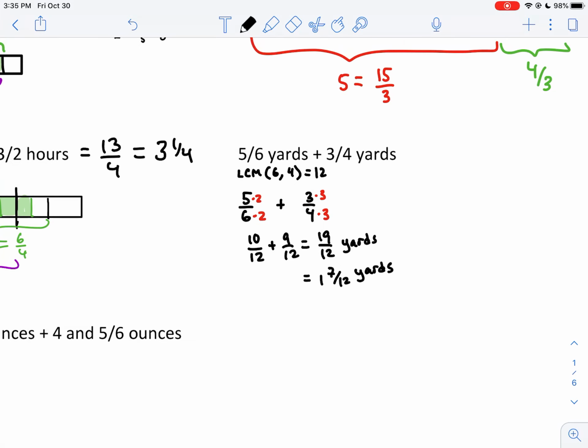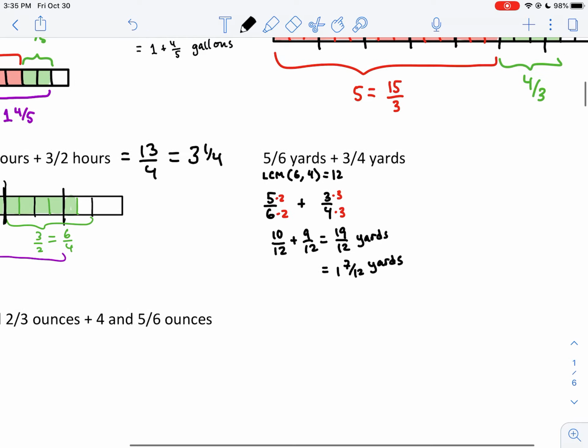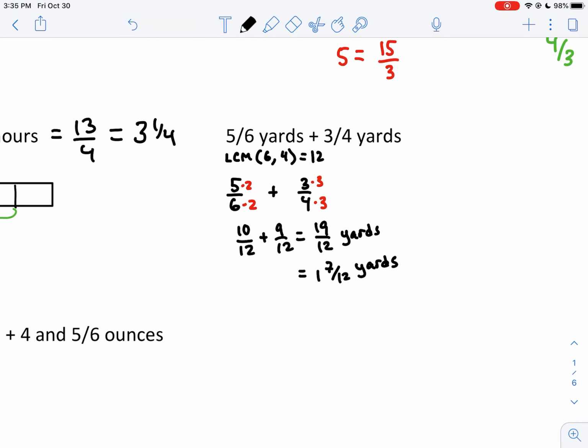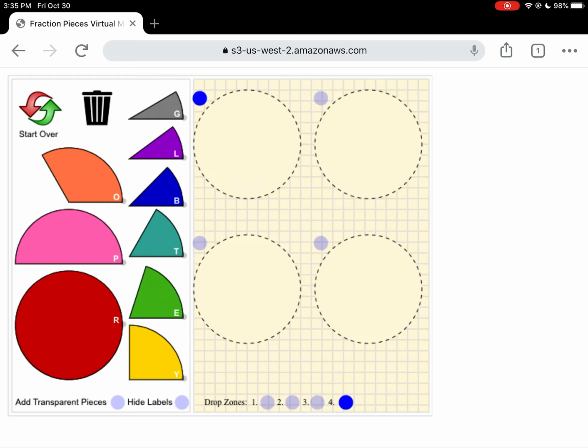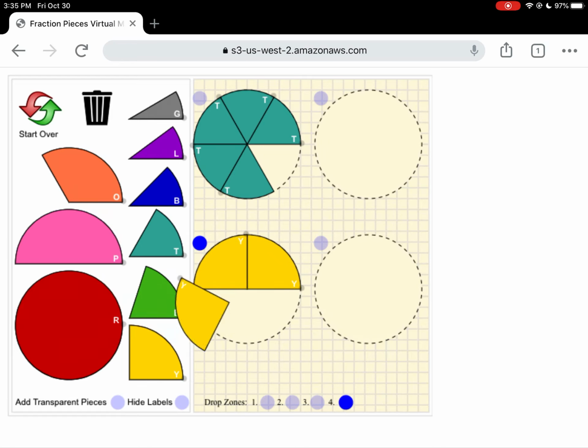For time's sake, I'm going to go ahead and not do the imagery. I'm not going to draw a picture of this one here, but I will do the fraction circles. So 5/6, which one was the 6? It was the teal, right? So we have 5/6, and we're going to add that to a total of 3/4. 3/4 was, so here's the 3/4. And our goal is to find out a common denominator.